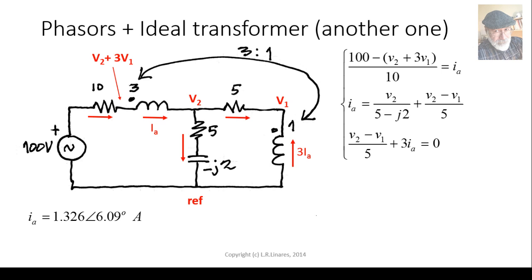We solve them, and we get I_A is 1.3 amps with 6 degrees. V1 is 27 volts approximately with 0.4 degrees. And V2, there is a typo there, that should have been V2. That's what I get from cutting and pasting and replacing numbers, right? V2 is 7 volts with negative 16 degrees approximately.